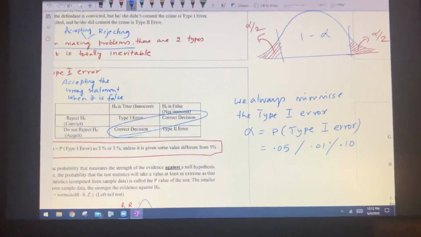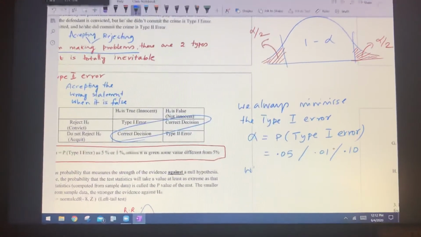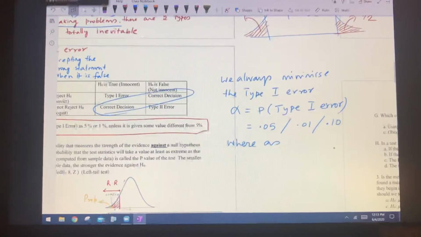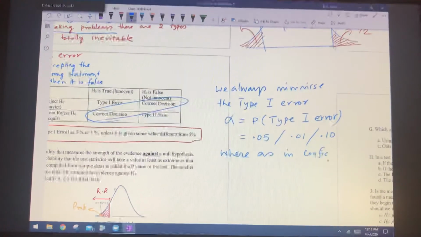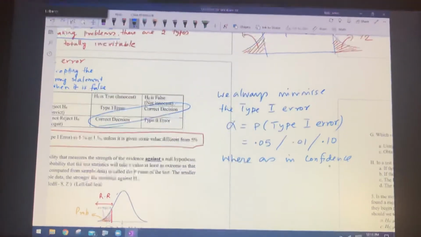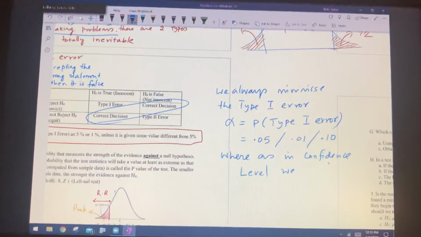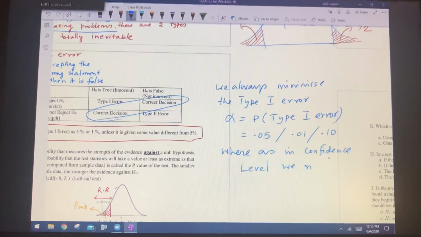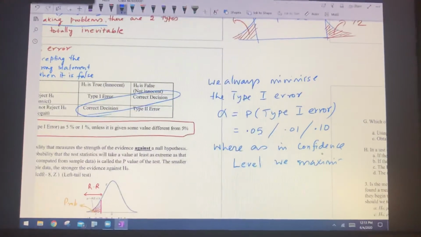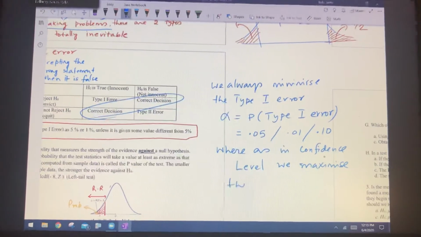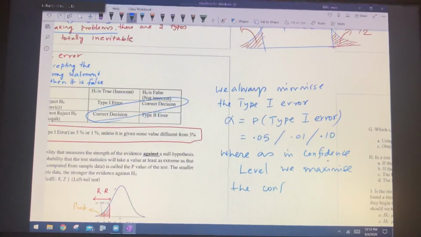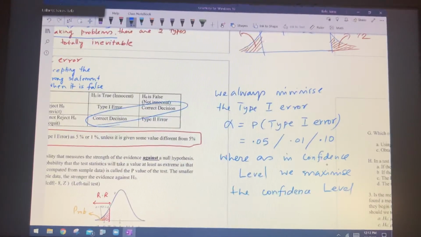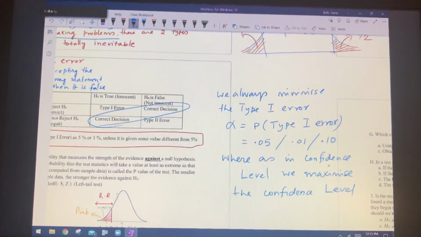Whereas in your confidence level, we always try to maximize the number. We maximize the confidence level. We never keep it low. So now you know how they are complementing each other.